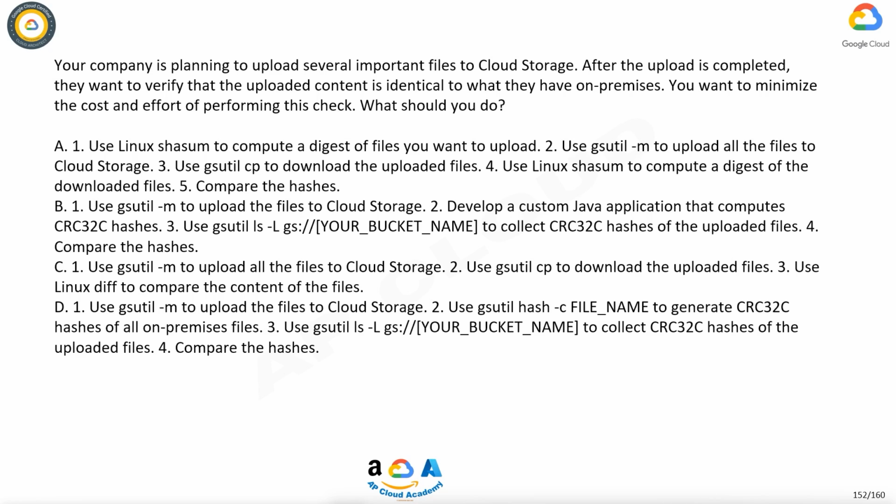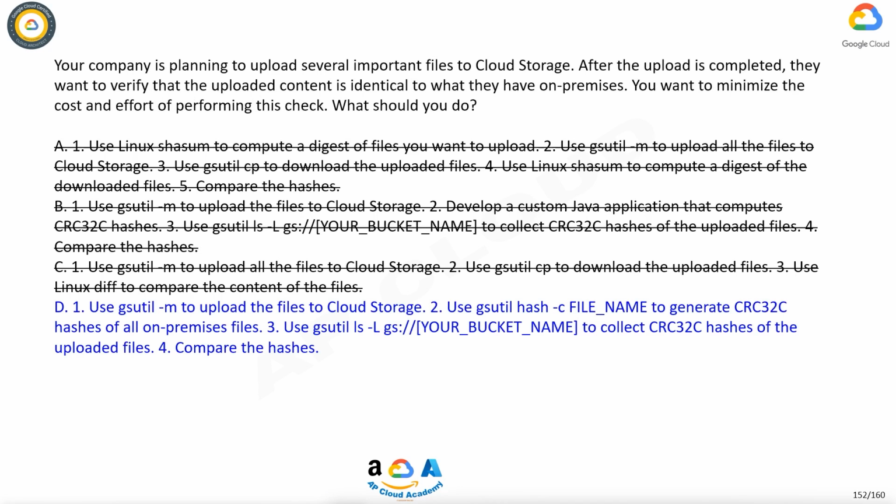1. Use gsutil cp to upload the files to Cloud Storage. 2. Use gsutil hash -c FILE to generate CRC32C hashes of all on-premises files. 3. Use gsutil ls -L gs://your_bucket to collect CRC32C hashes of the uploaded files. 4. Compare the hashes.